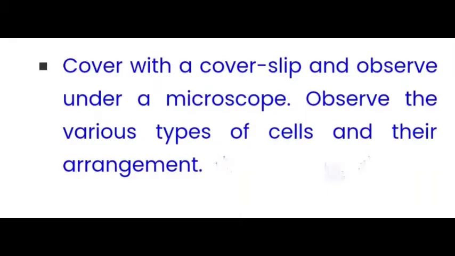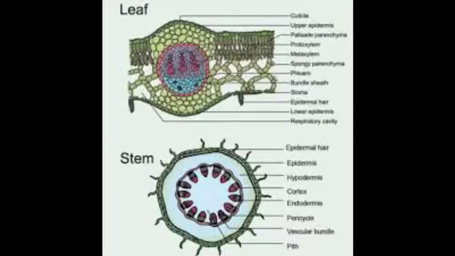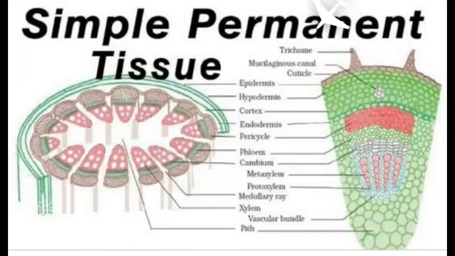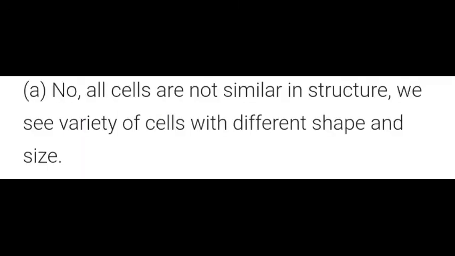Observe the various types of cells and their arrangement. Now, on the basis of observation, let's answer some questions. Are all cells similar in structure? The answer is no. All cells are not similar in structure. We can see a variety of cells with different shapes and sizes.